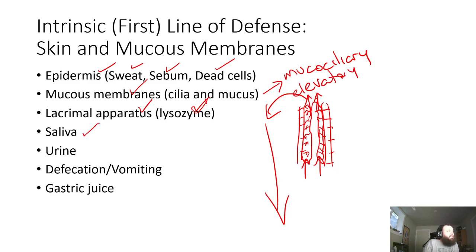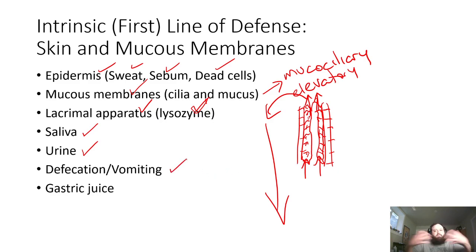Saliva has various antibacterial chemicals within it as well. Urine, as you've covered in this class, shouldn't have much in the way of bacteria in it, and in fact, the flow of urine through your urinary system will cleanse the urethra and inhibit microbial growth in the urinary system. Urine is in most cases antibiotic. Defecation and vomiting, that's pretty obvious.